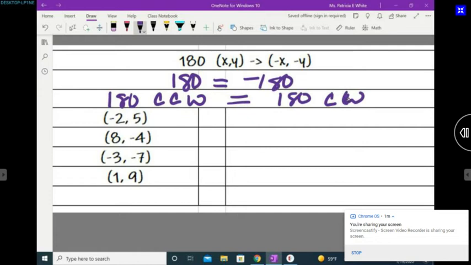All right, so what is my rule? Look at your paper. It's right there in front of you. (x, y) goes to the opposite of x and the opposite of y. All I'm going to do is change everybody's signs. That's it. Change the signs. That's easy. So negative 2, positive 5 is going to become? Positive 2, negative 5.